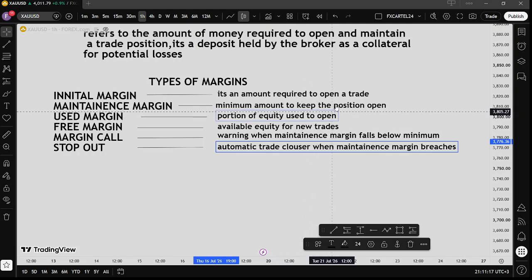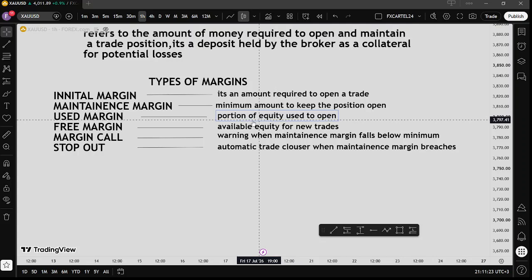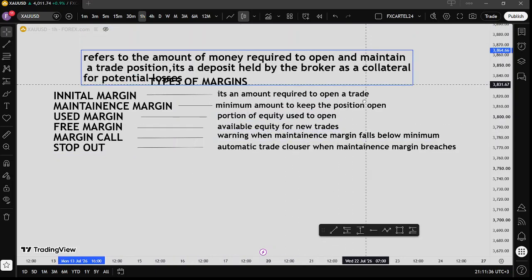It is like a minimum amount to keep. Portion of equity used to open, it is like the same as this. So some that you're seeing there are like the same. The free margin is the available equity for new trades.